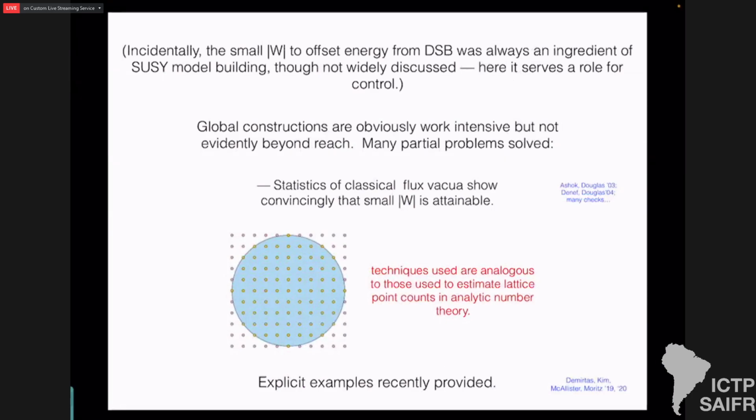The statistics of classical flux vacua, coming out of beautiful work of Douglas and collaborators, already showed convincingly a decade ago that small w is attainable. The techniques used are generalizations of those that, for instance, let you estimate the number of lattice points in a volume on the plane by using the volume of the region. Okay, they're fancier versions of that. And explicit examples that verify that such small w is attainable have been found recently by the Cornell group.